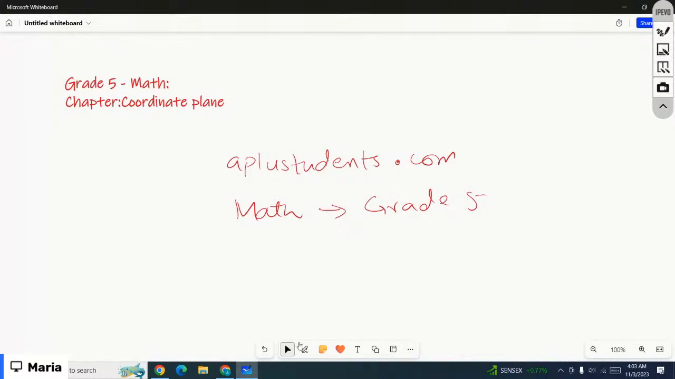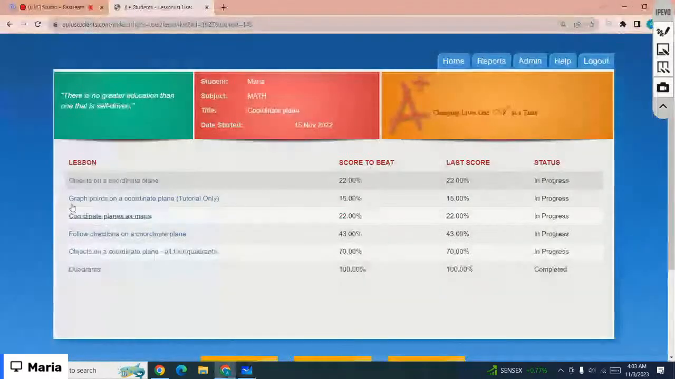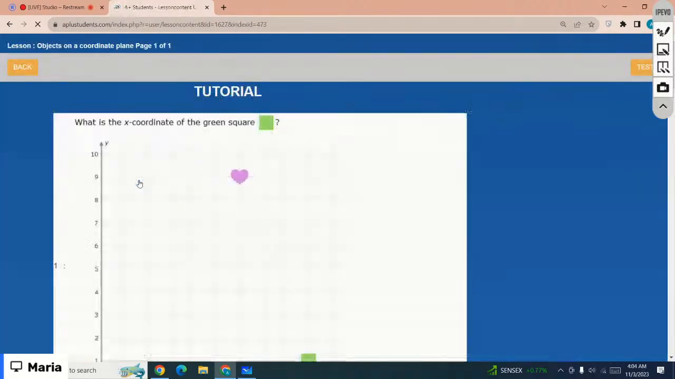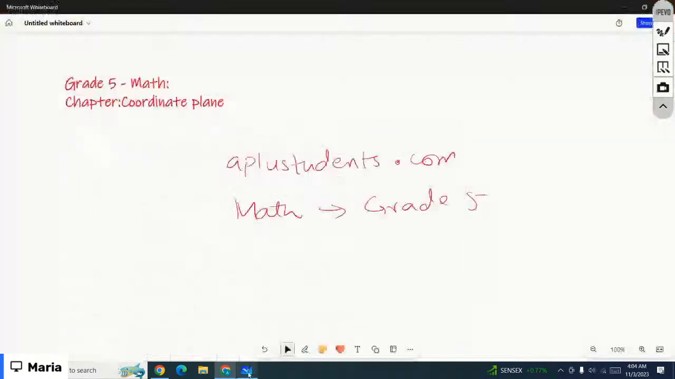So please make sure you have your notebook and pencil so that you can note down the important examples and definitions as well, right? So here I am on grade 5 math. The chapter is coordinate plane. Let's start with the first lesson, that is objects on a coordinate plane. Okay, let me just explain what is coordinate plane, right? Just listen to me carefully.